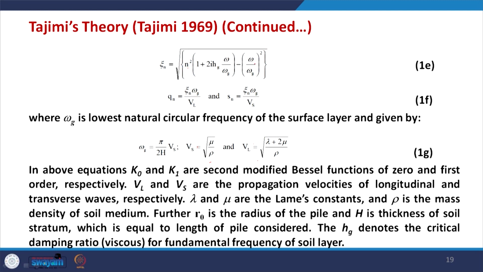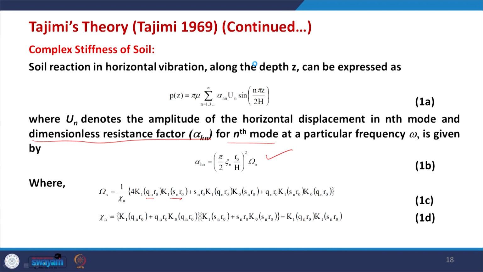Using these relations, ultimately you can get the value of alpha h n, and finally p z equals this, where the summation goes from n equal to 1, 2, 3 up to infinity. So, we complete this, and this was a complex solution.